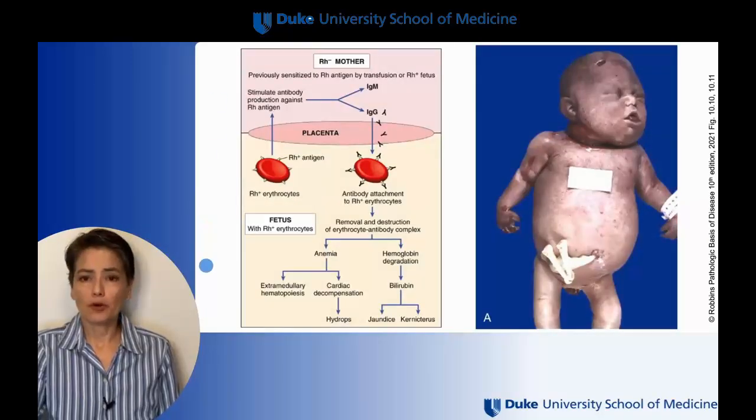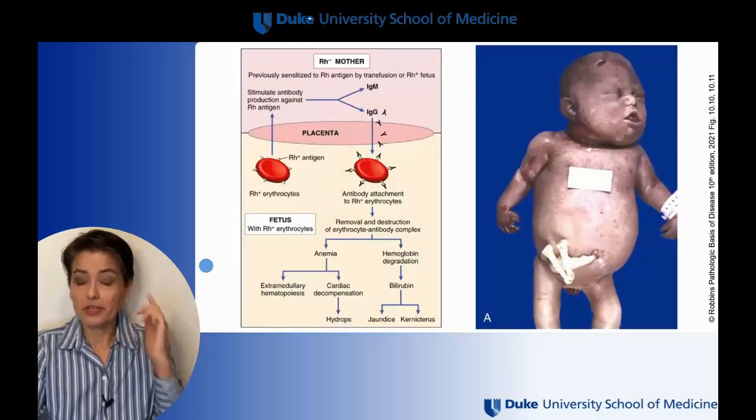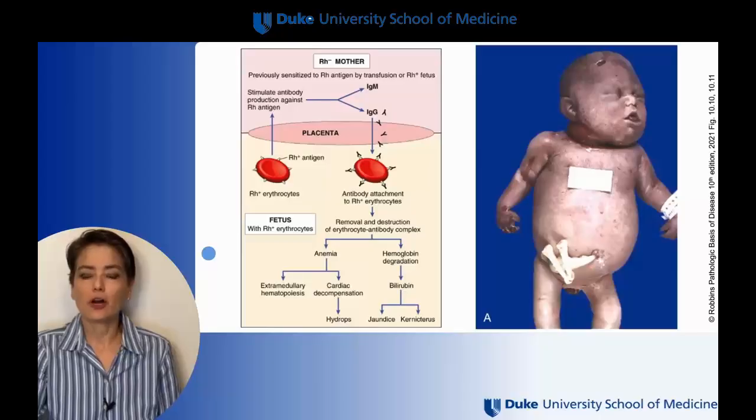I'm not going to work through this entire figure because there's a video entirely on fetal hydrops, but as you recall, we have Rh positive red cells in the fetus. The mother has developed antibodies to this Rh antigen. These IgG antibodies cross the placenta. They will opsonize these red cells, causing destruction, leading to hydrops, jaundice, and kernicterus.